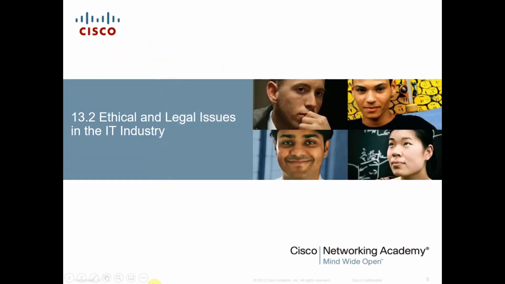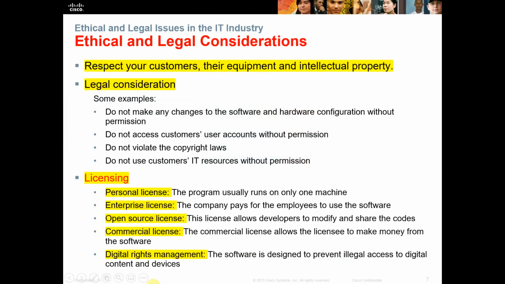In this section, we are going to discuss ethical and legal issues in the IT industry. What are the ethical and legal considerations, and what are the different types of licensing?